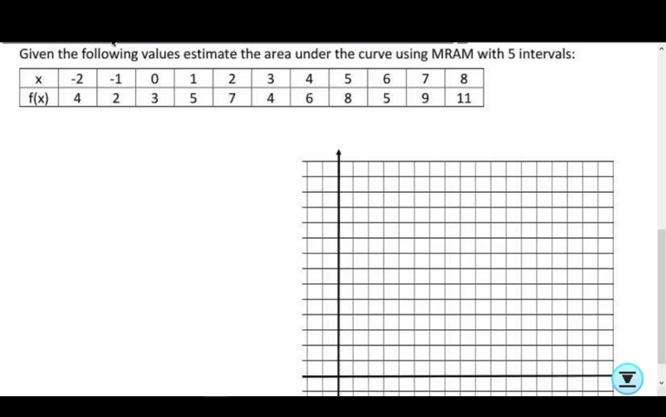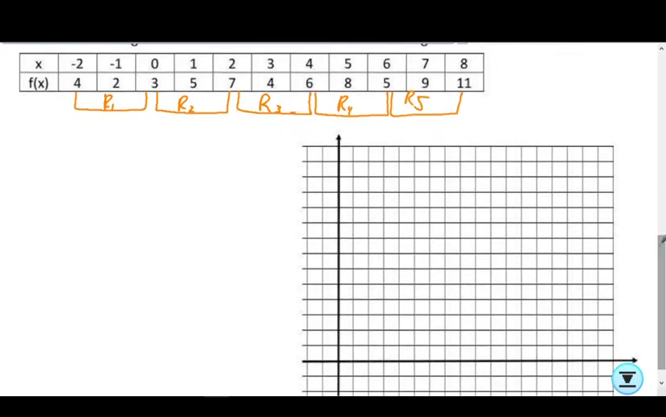So if we look at it, I'm going to have an interval from here to here, 1 from here to here, 1 from here to here, 1 from here to here, and 1 from here to here. So this is my rectangle 1, rectangle 2, rectangle 3, rectangle 4, and rectangle 5. Now again, I'm going to graph it so it makes a little more sense. So 1, 2, 3, 4, 5, 6, 7, 8, 9, 10. So that's 10.